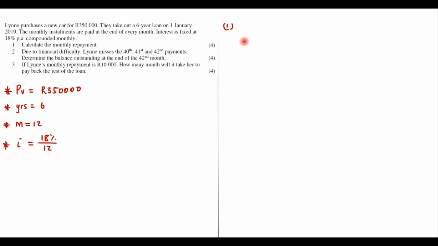Now the first question says, let's calculate the monthly repayment. All right, so with the monthly repayment, the first thing that we need to do is to write the formula. So PV is equal to x into 1 minus (1 plus i) to the power of minus n, over i. All right, now here, what is it that we're missing? The question is assuming that this person is making full payments from the time they got the loan up until the very end. So we're still missing n.